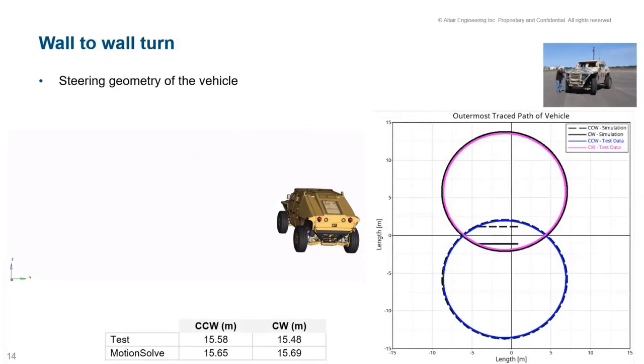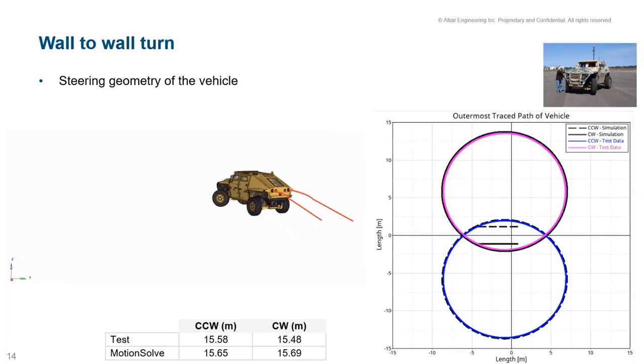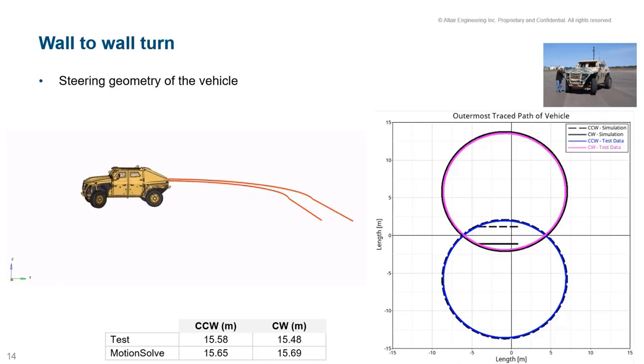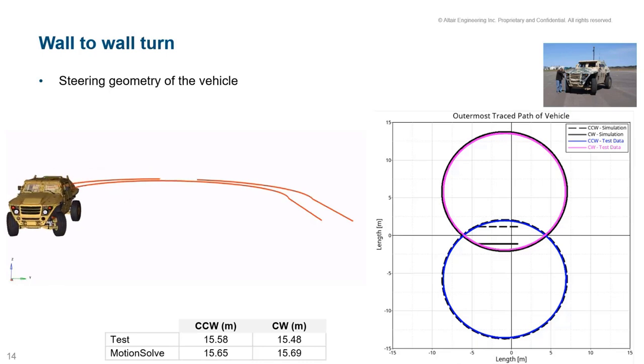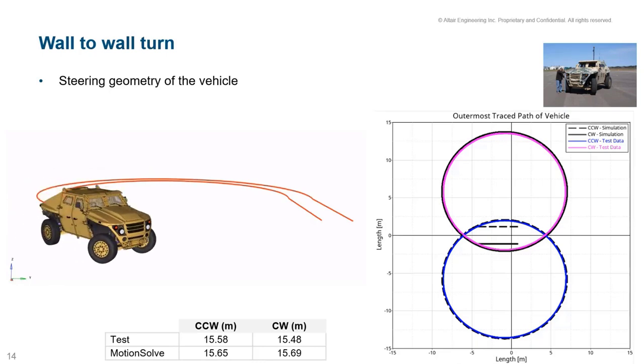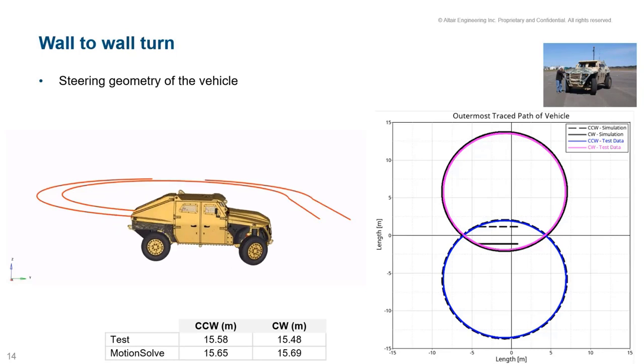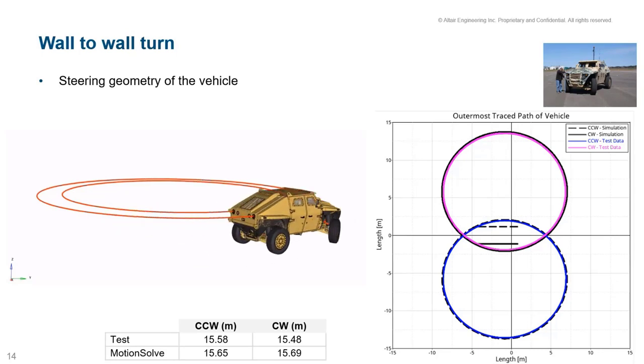The next event was the wall-to-wall turn. The idea of this event was to validate the steering geometry of the system. Basically, the vehicle rotates the steering wheel and performs a 360 degree round. And you can see in the plot the test and simulation for both clockwise and counterclockwise directions.